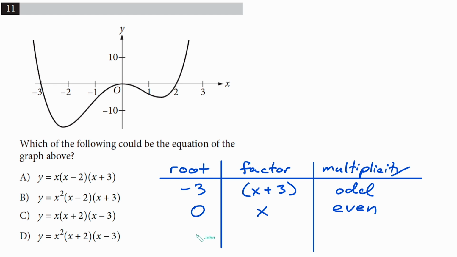And finally, the function crosses the x-axis at 2, which means the function has a factor of x minus 2, and that root has odd multiplicity. The only answer choice that fits is B.